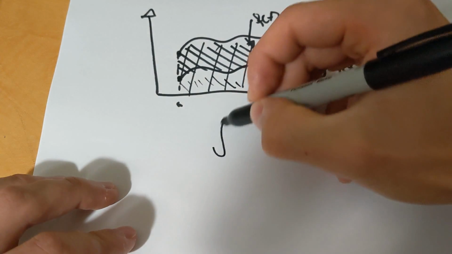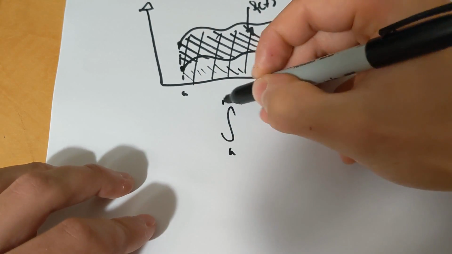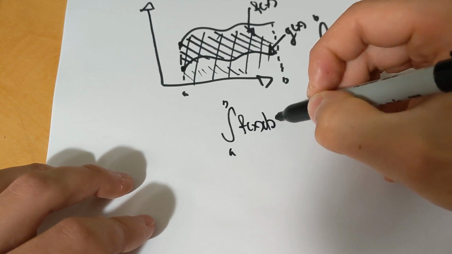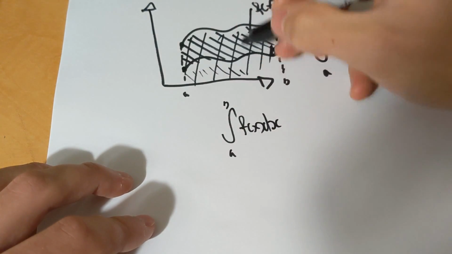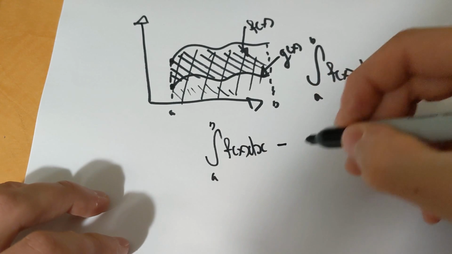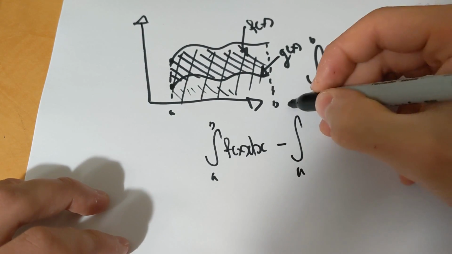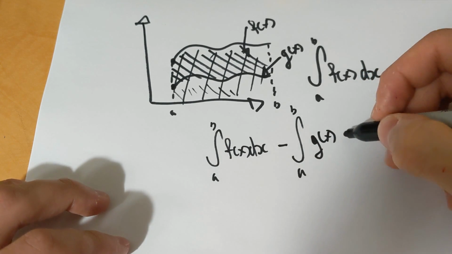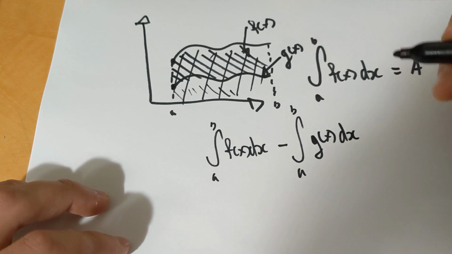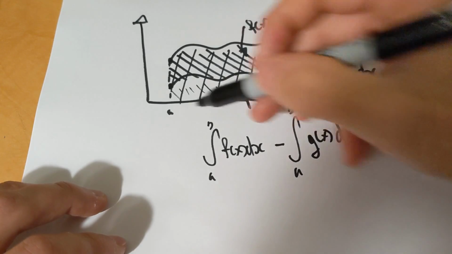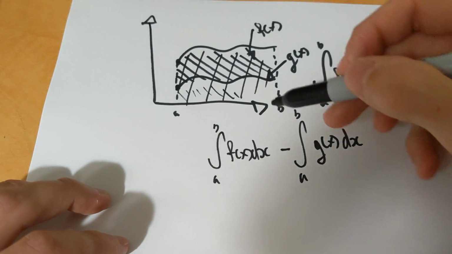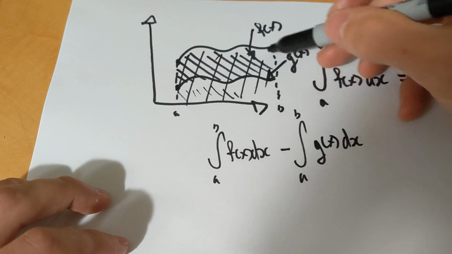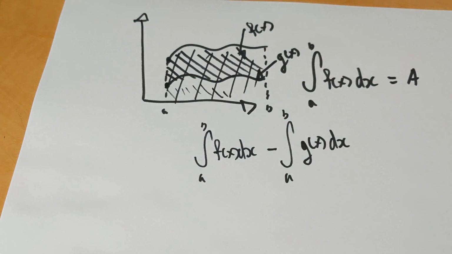So that would look like integral of a to b of f of x dx. So that's the whole area under f of x. Subtract the integral of g of x over that same interval. So the integral of this was just this smaller bit under g of x. And by subtracting this smaller bit, you'll get this area in between the two functions.